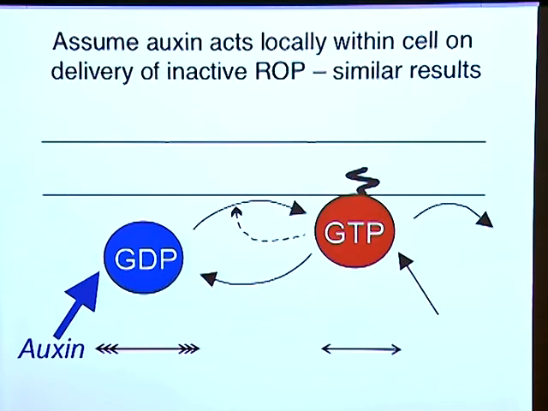And the only other place where auxin could be acting in the model and produce the results that we're seeing, and the types of phenotypes we see, is at the localized delivery of inactive ROP. None of the other places give the range of phenotypes that we see.